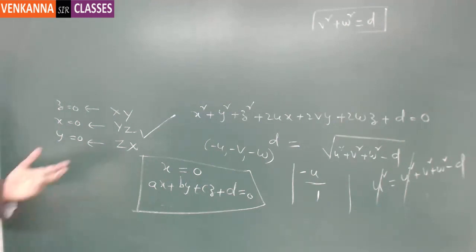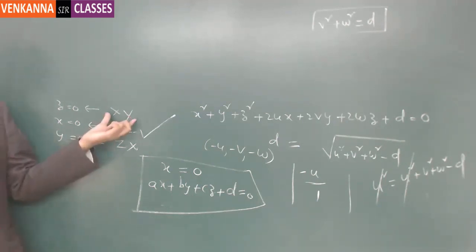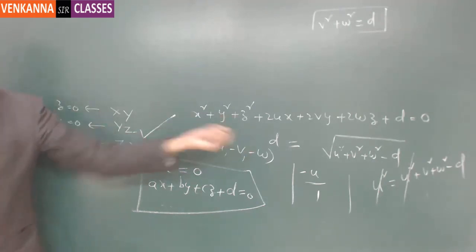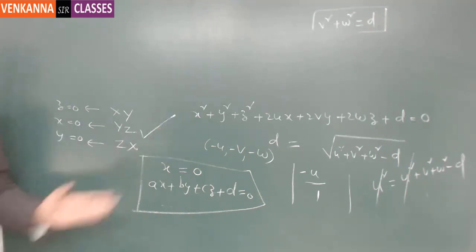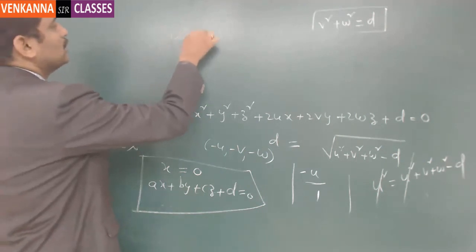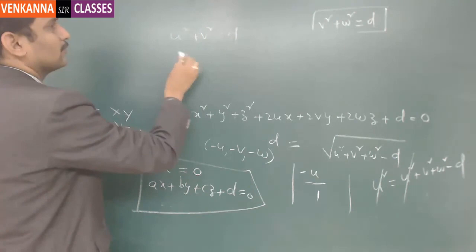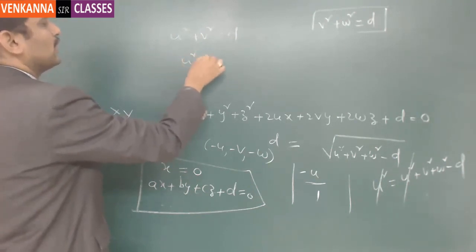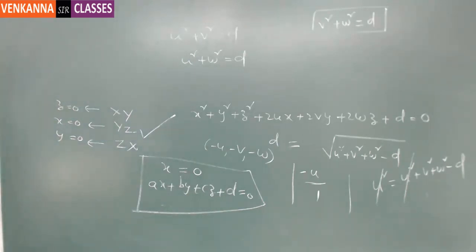Similarly, you have other distances also. The distance from the xy plane equal to radius. The distance from the zx plane equal to radius. Using the same technique here, you will get the other equations as u square plus v square is equal to d and u square plus w square equal to d. Are you getting the pattern? How these equations have come?